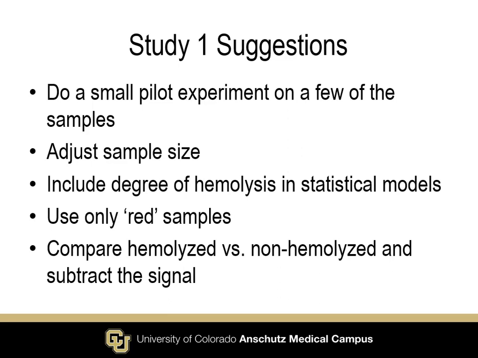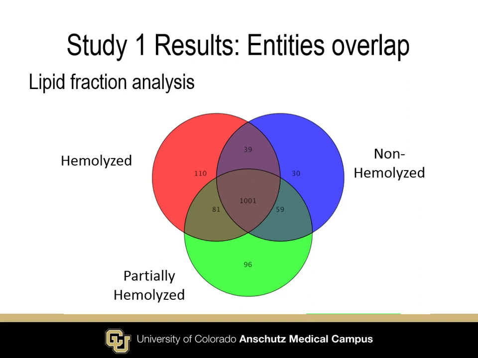And so some results from a study like this, and you can see the Venn diagram here. This is from untargeted mass spectrometry metabolomics. And so you see the hemolyzed overlapped with the non-hemolyzed and the partially hemolyzed. And you can see there are quite a bit of differences and some unique features that are observed between the three different types of samples.